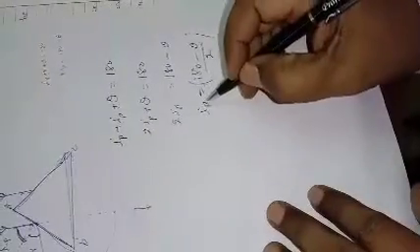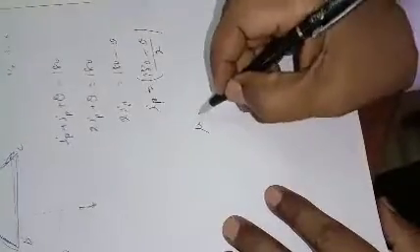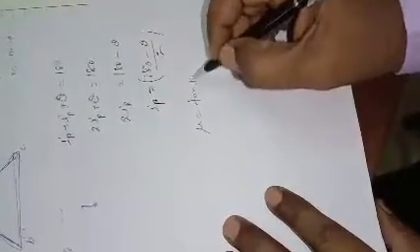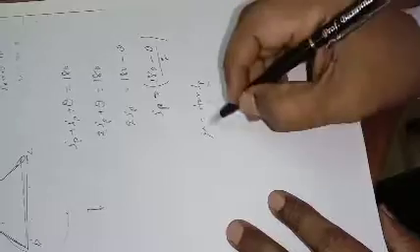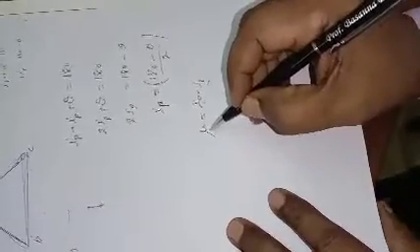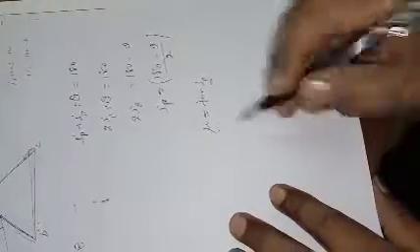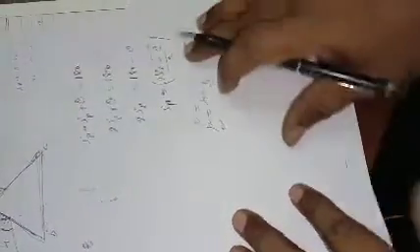Once you know the IP value, the refractive index can be calculated. Mu is equal to tan IP. Knowing the IP value, the refractive index of the prism can be calculated. This is Brewster's law, and observations can be taken like this.